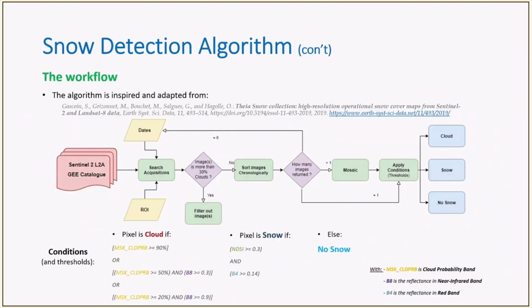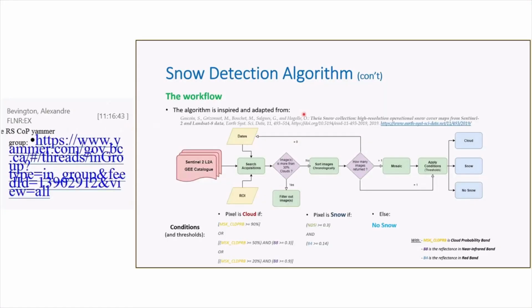The processing workflow I implemented on the tool is inspired from this European research, the TS Snow Collection. It's a great publication. If you're working on operational snow mapping, you should definitely check this one out. So as I mentioned in the beginning, the processing is done in Earth Engine. So the tool doesn't download or process any images on the local drive. Everything is done on the cloud. And my version of the workflow is adapted for Earth Engine logic.